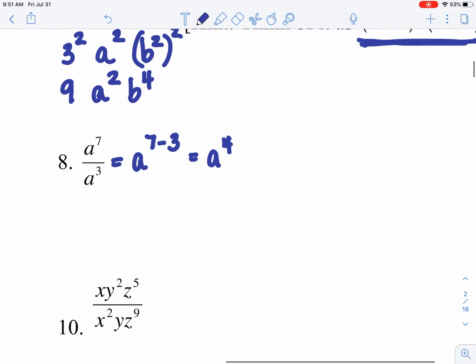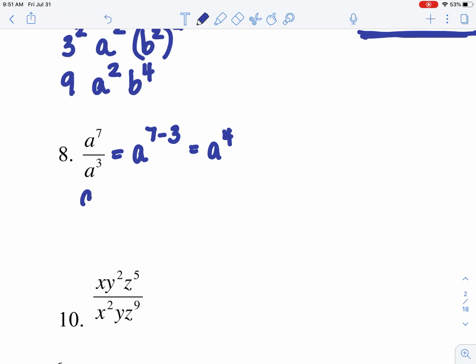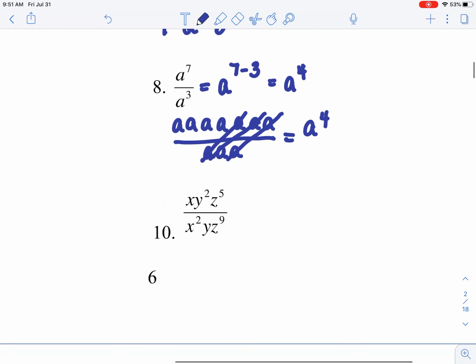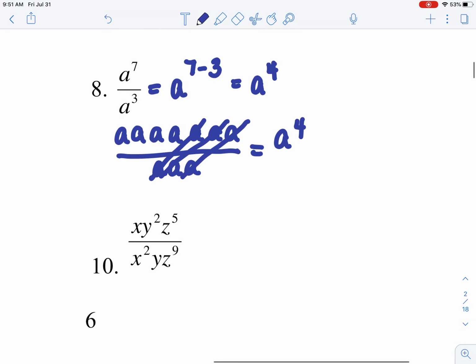To give you a visualization of why that looks like that, a to the 7th would basically be 7 a's on the top, a to the 3rd would be 3 a's on the bottom. As I cancel out from the top and bottom, I end up with 4 a's remaining on the top, hence why my answer comes out to be a to the 4th. And last but not least, if I happen to have a number of things that are in the top and in the bottom, similar to the way that I multiplied each thing individually, I'll also divide each thing individually. Basically, you're going to subtract the powers, and wherever you have something remaining, that stays either in the top or in the bottom.